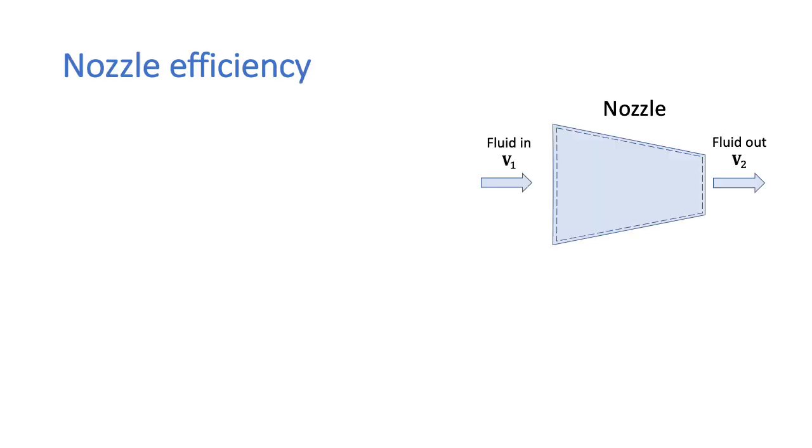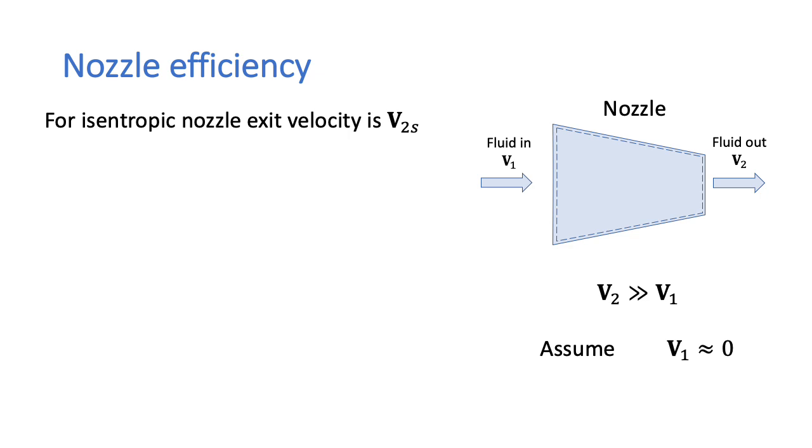We can define the efficiency of a nozzle in a similar way. Here we have a nozzle, and the fluid is going in at velocity v1 and it's coming out at velocity v2. We assume that v2 is much larger than v1, and therefore we can neglect the inlet velocity, and we are assuming that v1 is approximately 0. For an isentropic nozzle, the exit velocity would be some v2s. For a real nozzle, the exit velocity would be a lower value, v2.